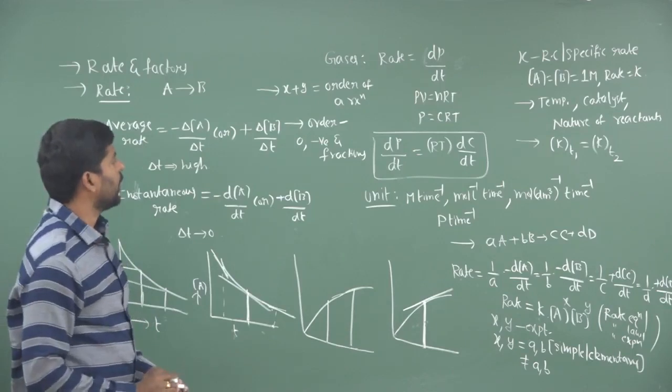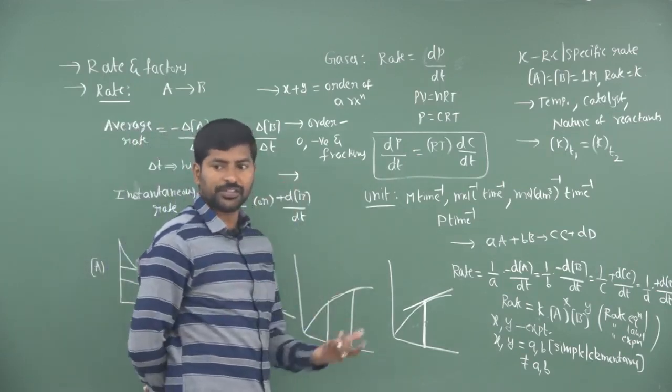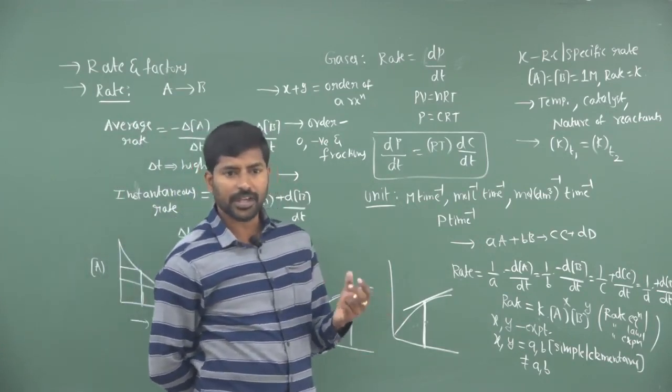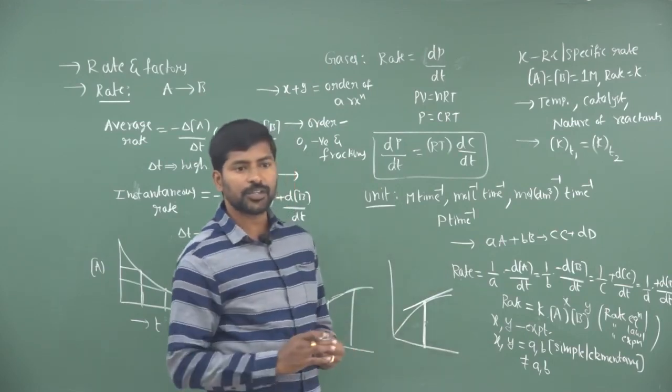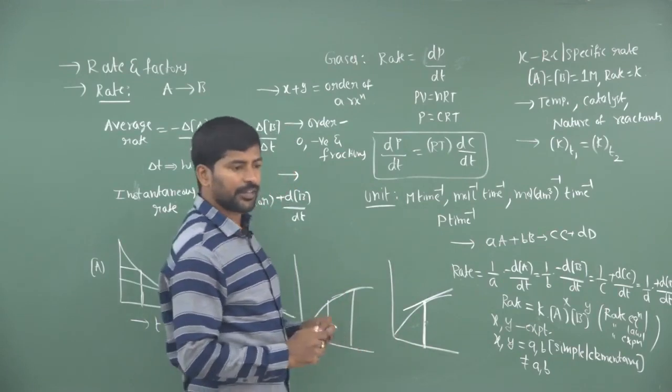Next, if you take a complex reaction, a more than one step reaction, it is called a complex reaction. For complex reactions, the rate equation we give with respect to the slow step, which is also called the rate determining step.